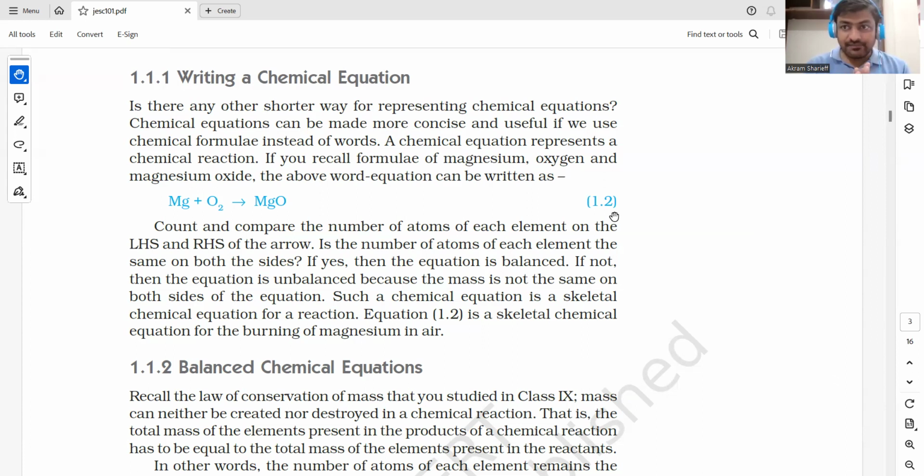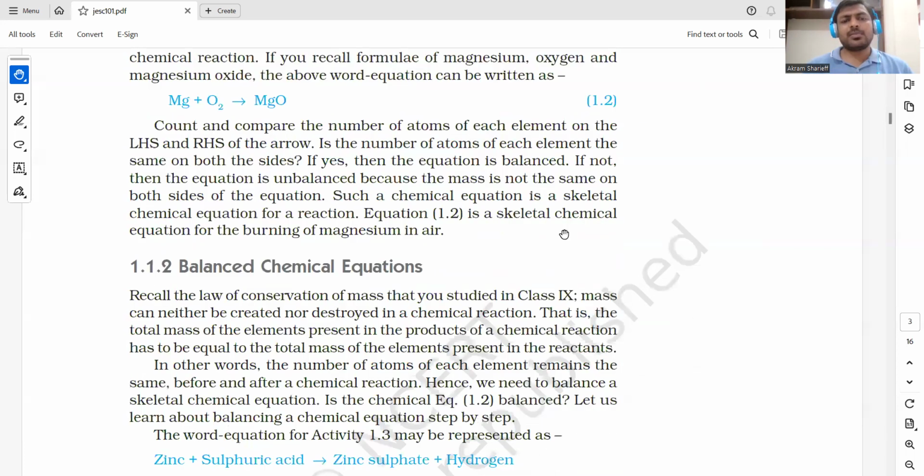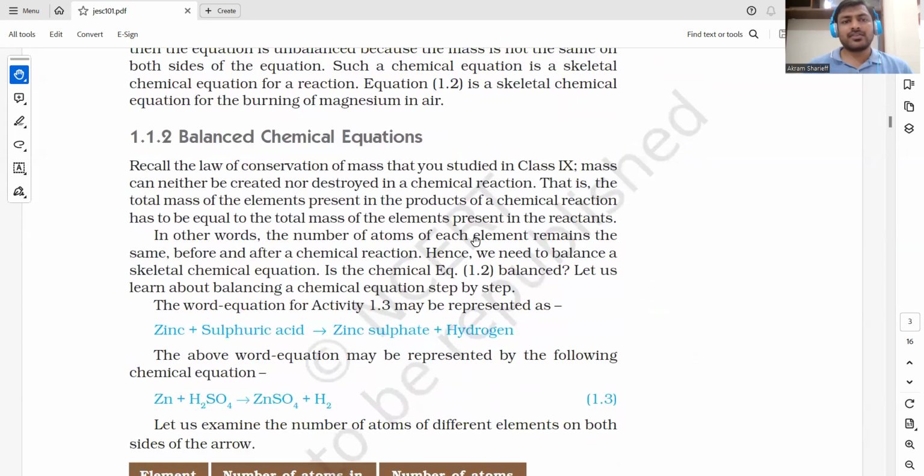But we should understand that whenever any chemical reaction is taking place, it should not violate the law of conservation of mass. So here we have to balance the equation. How do you balance this equation? Try to do it. Put a 2 in front of magnesium, put a 2 in front of MgO. It is balanced. 2Mg plus O2 gives rise to 2MgO. That is a balanced chemical equation where you have two magnesium atoms, two oxygen atoms on the LHS, and two magnesium atoms and two oxygen atoms on the RHS. Okay. So our very next topic is the balanced chemical equation.